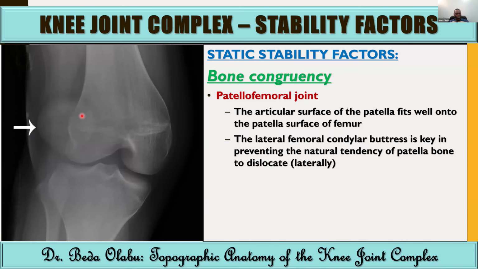This image shows you an individual with a dislocated patella. So this is the fibula, this is tibia, this is femur, this is the patella. So ideally the patella should be somewhere here, but now it's here. So we can see it's dislocated laterally because it has gone to the side of the fibula.